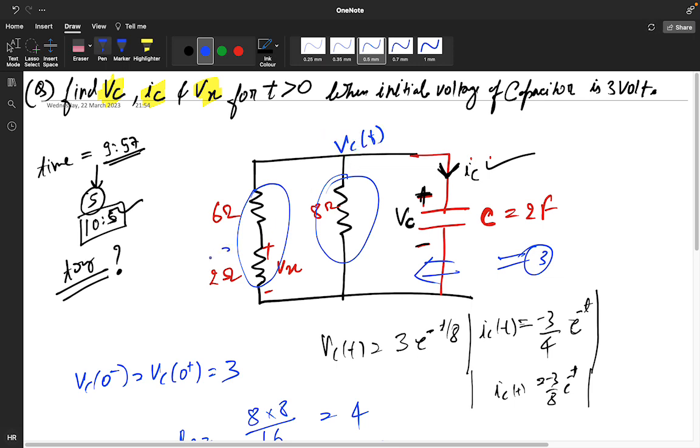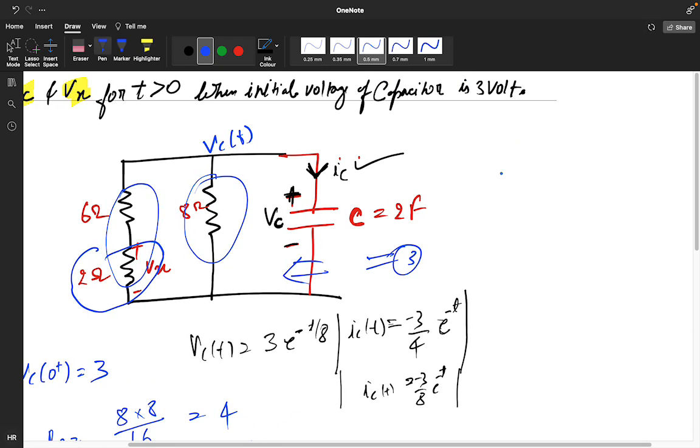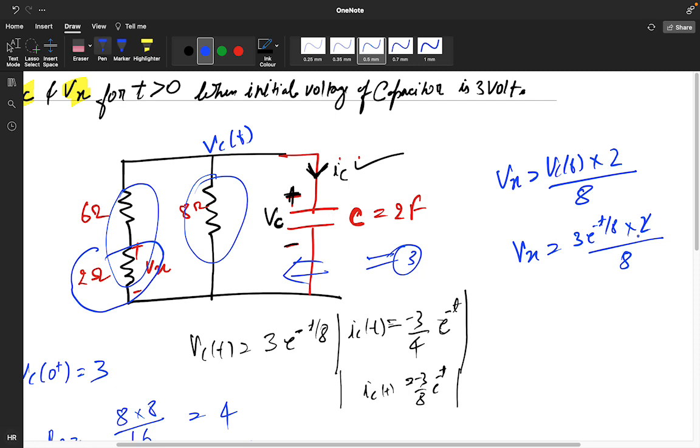What will be the value of V of x? V of x will be VC of t into 2 by 8. So you will get V of x is equal to 3 e power minus t by 8 into 2 by 8. So 3 by 4 you will get. V of x value you are getting 3 by 4 e power minus t by 8.